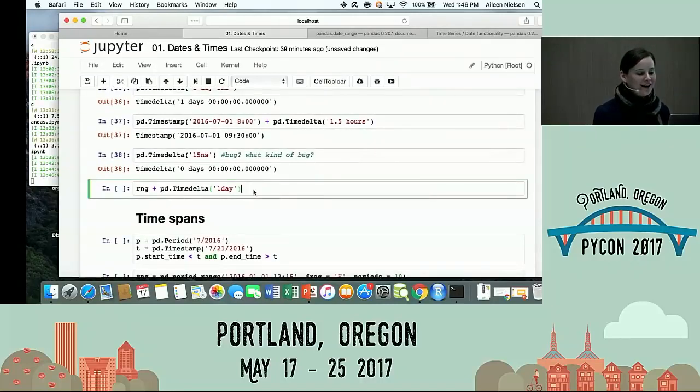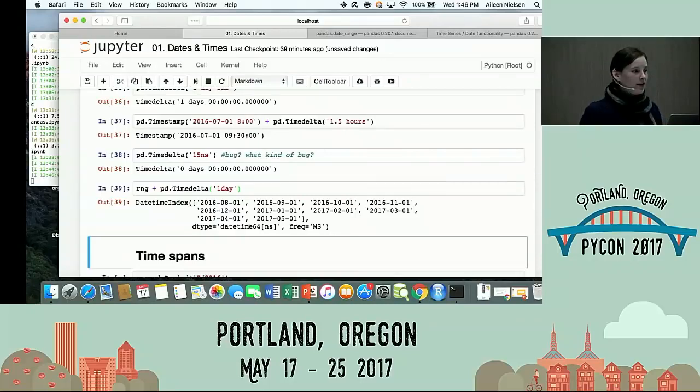Okay, range plus pd.Timedelta 1 day. What did I do here? I took my whole range of dates rather than just a moment in time. So a time delta can be added either to a timestamp, a single moment in time, or to a time range. Now you might feel like, well, a time range is probably just a list of timestamps, so what's special about it? Well, is that really true?